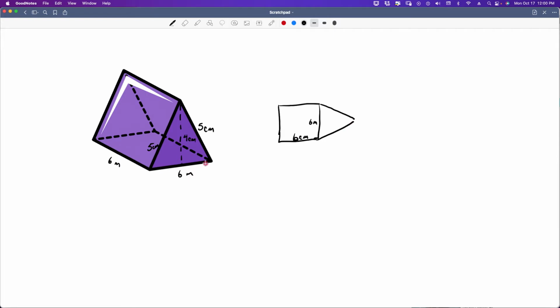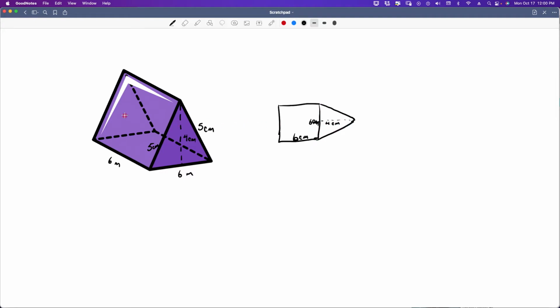Right here, this is my fold line. So I folded that front down. So this is my height, and it is 4 centimeters right there. And this is my base, and it is 6 centimeters. Okay, so I have my base and my height.